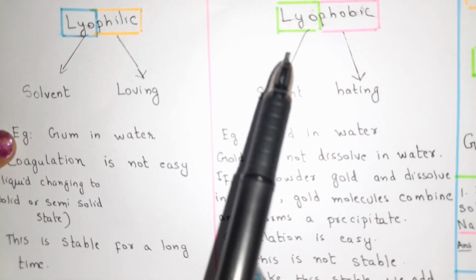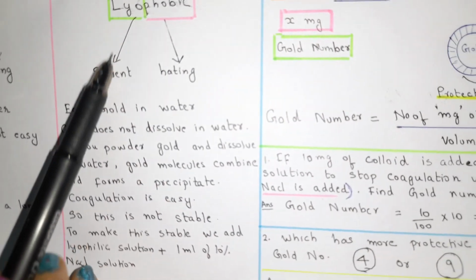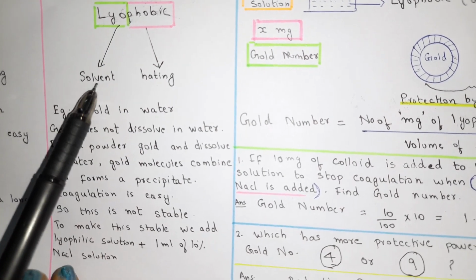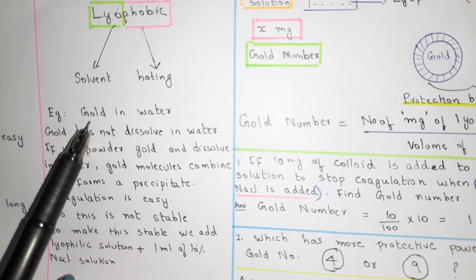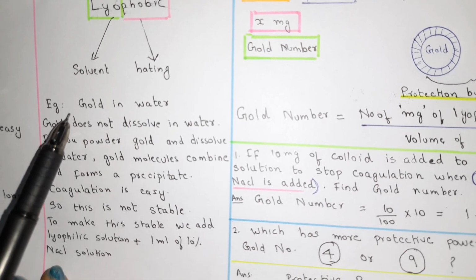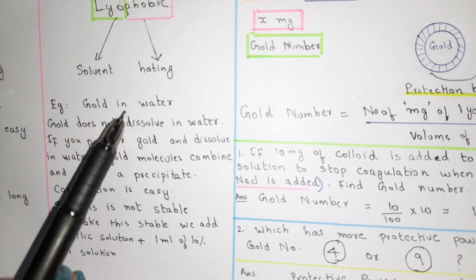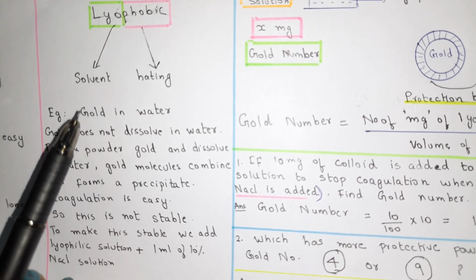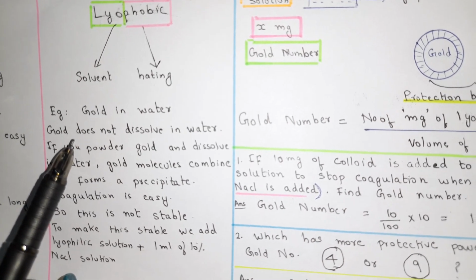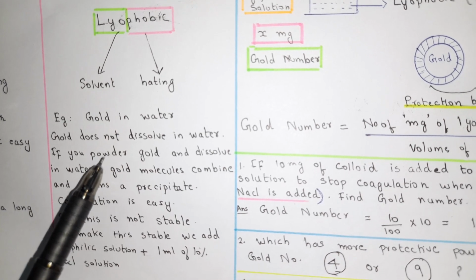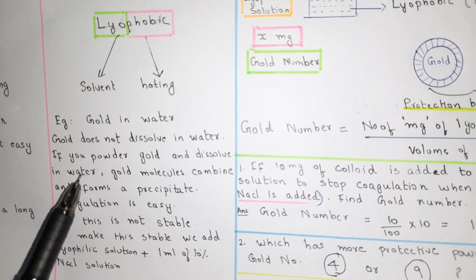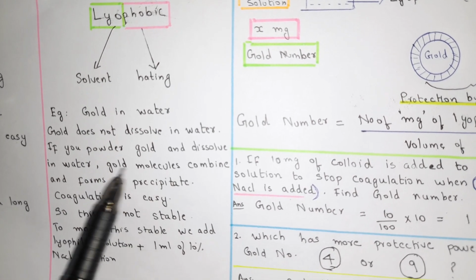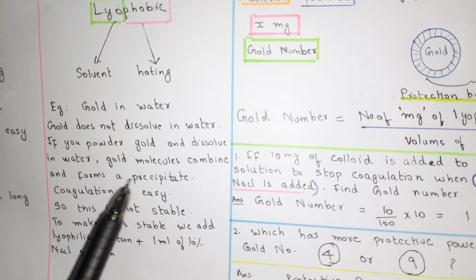So now we will look at what is meant by lyophobic. Lyo, again it is solvent, phobic means hating. Lyophobic means solvent hating. So for example, we will take gold in water. All of you know that gold doesn't dissolve in water at all. Gold dissolves in nothing but aqua regia, that you know already. So you take some gold and powder it and try to dissolve it in water. After some time, you can see that gold molecules will try to combine together, forming a precipitate.